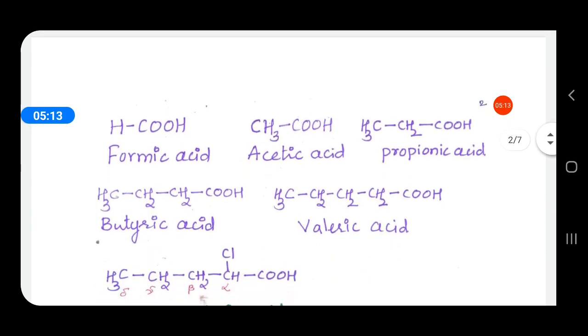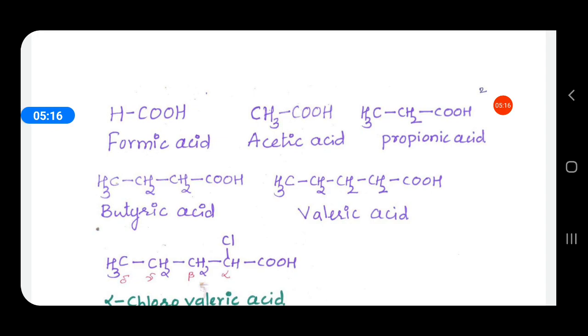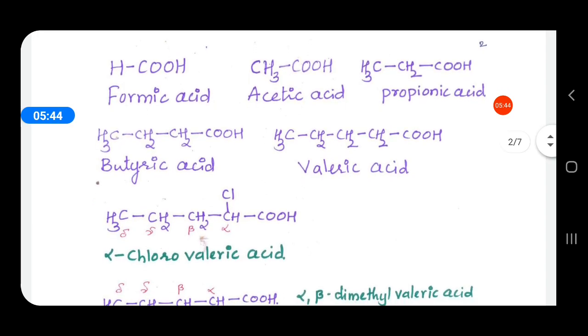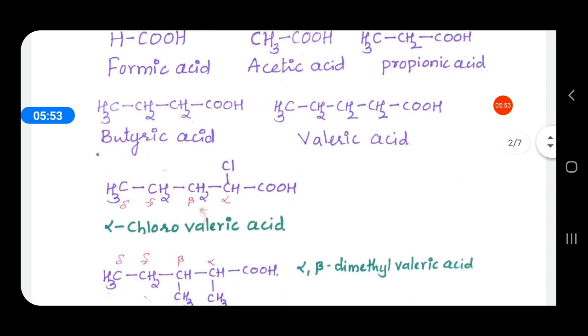For example, some of the compounds along with their formula and common name are given here. HCOOH, formic acid. CH3COOH, acetic acid. CH3CH2COOH, 3 carbons are there, propionic acid. CH3CH2CH2COOH, 4 carbons, butyric acid. If 5 carbons are there in the acid, then it is valeric acid. Like that, the common names from the sources are given.